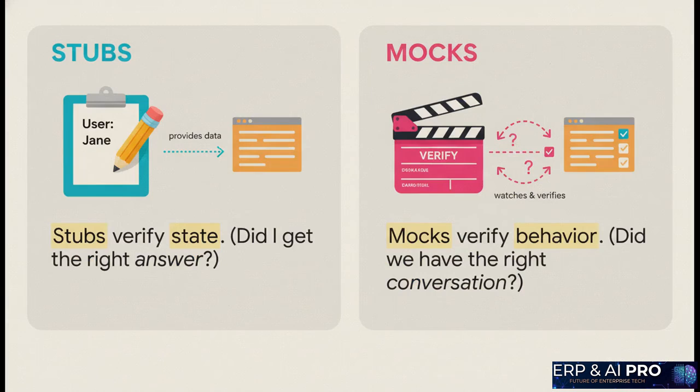So here's the simplest way to remember the difference. You use a stub when your test is asking, did I get the right answer? You just need a piece of information to continue. But you use a mock when your test is asking, did we have the right conversation? You need to know that your code interacted with something else in exactly the right way.